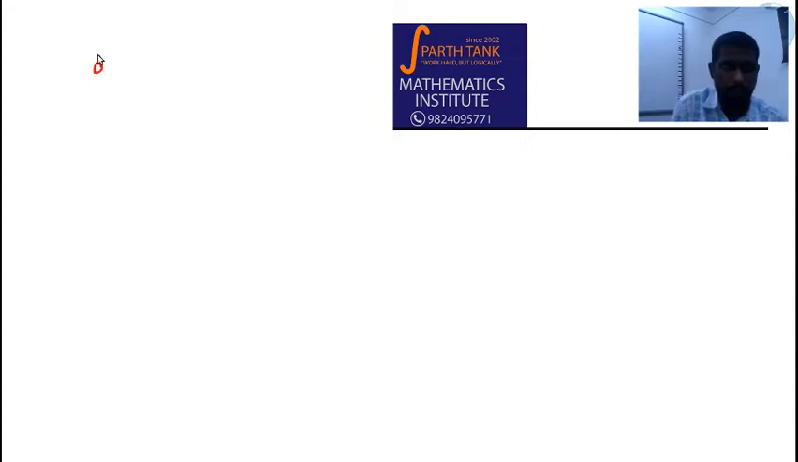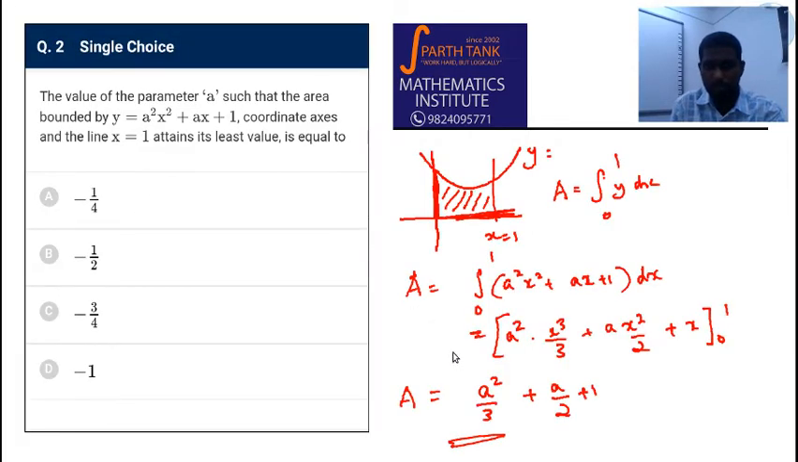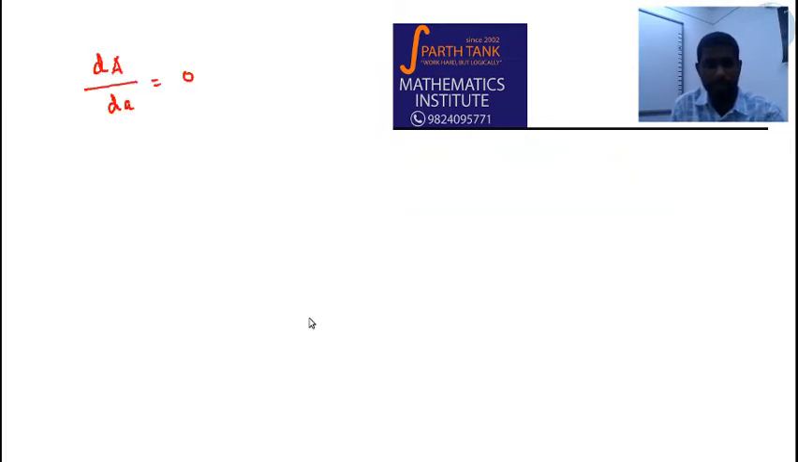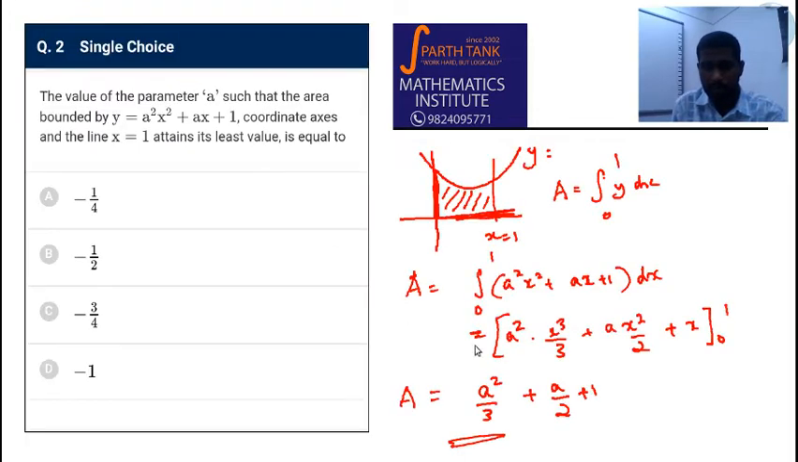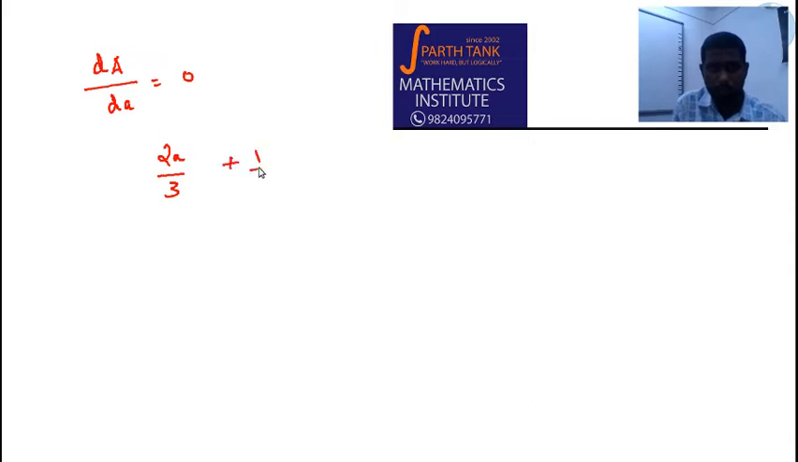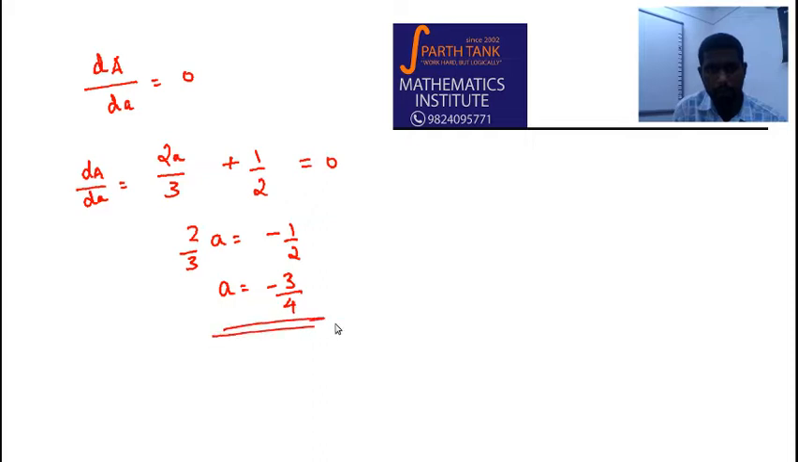That is, for the area to be minimum, dA by d small a should be equal to 0. And what is dA by d small a? A squared by 3 plus a by 2, right? So a squared by 3 becomes 2a by 3, and then a by 2 becomes 1 by 2 is equal to 0. This is dA by d small a. This would give me 2a by 3 is minus 1 by 2, a is equal to minus 3 upon 4.